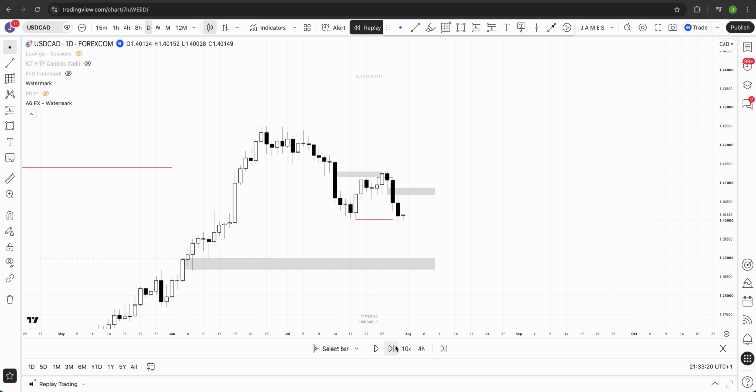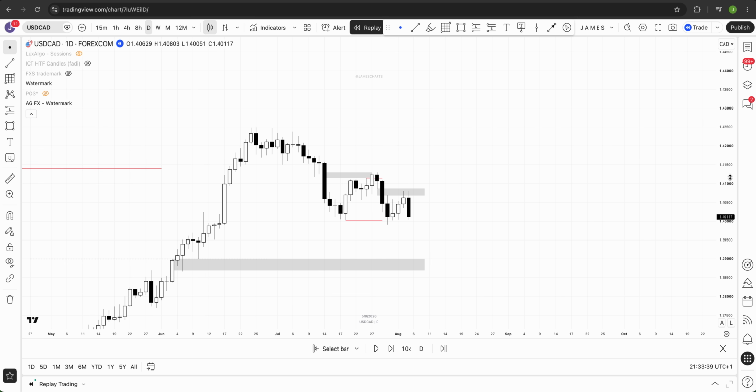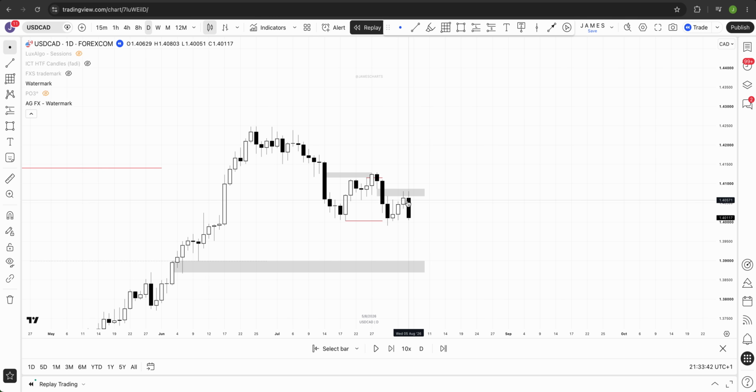So taking it day by day, you can see we start to, let me just go to the daily. Okay, so we trade into internal and then we displace lower. So a few things to note here. We've got the key level here, but you might look at that and think there's no CRT.